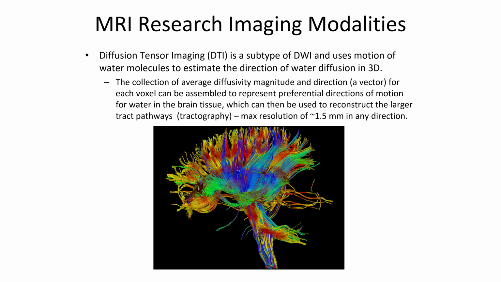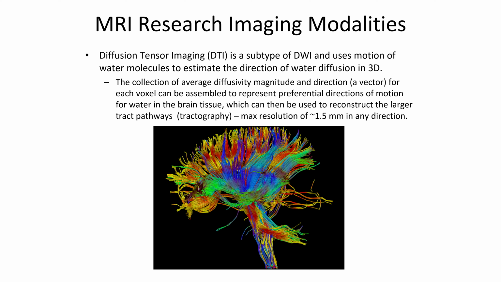One of these imaging modalities is called diffusion tensor imaging. It's a type of diffusion-weighted imaging where it uses the motion of water molecules to estimate the overall direction of water diffusion in 3D. So in the same way that you look at the motion of water in a pixel, they're doing it in a voxel. A voxel is like a 3D pixel.